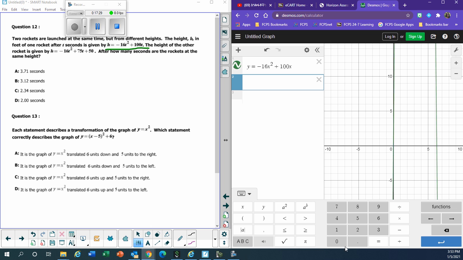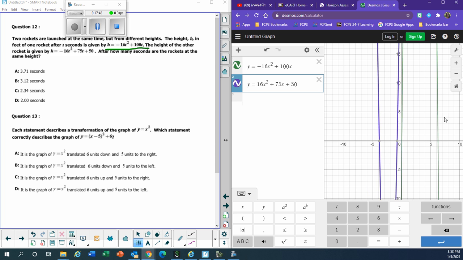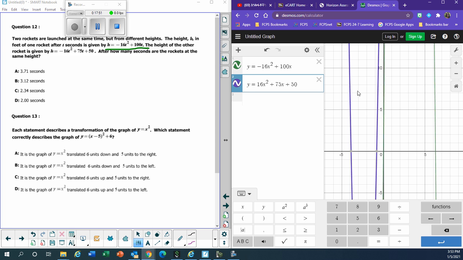So the next one will be y equals 16x squared plus 75x plus 50. So this is where you're gonna see where they're gonna be at the same height. So did I put negative? Oh, I didn't put -16. See this? That's another time.